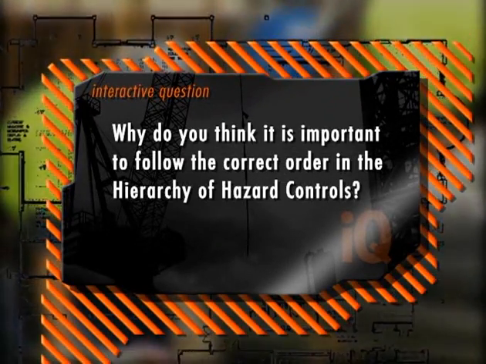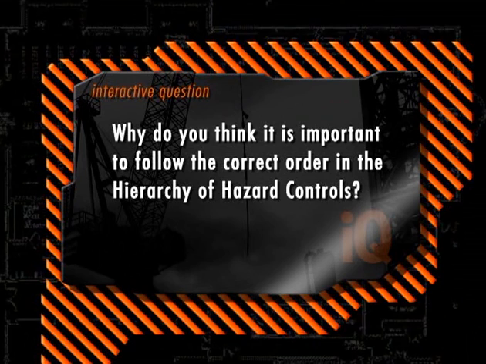Why do you think it is important to follow the correct order in the hierarchy of hazard controls?